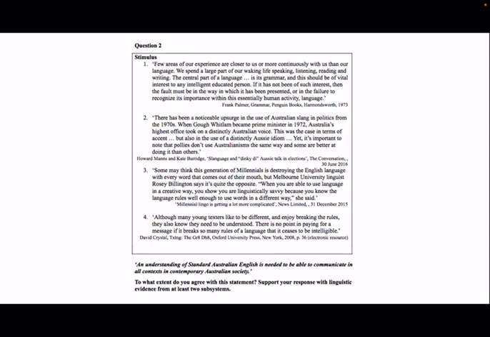Although many young texters like to be different and enjoy breaking the rules, they also know they need to be understood. There is no point in paying for a message if it breaks so many rules of a language that it ceases to be intelligible.